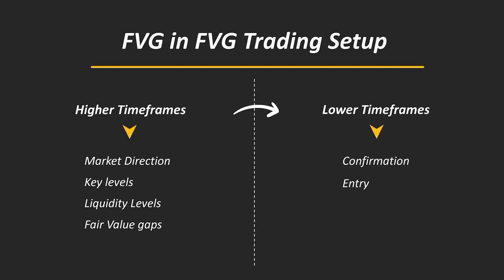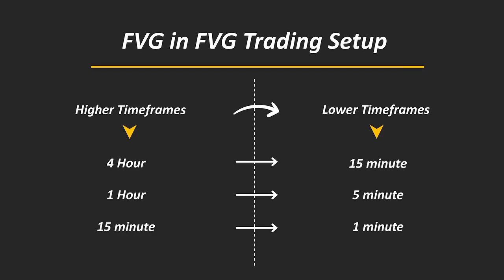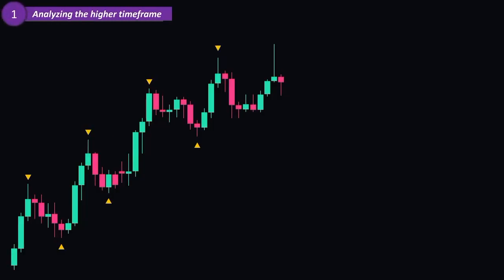Remember, this trading plan is not limited to any specific chart or time frame. However, your entry time frame must be 2 time frames lower than your higher time frame. Here are 3 time frame combinations you can use based on your trading style. For example, if your higher time frame is the 4-hour chart, you should zoom into the 15-minute chart to execute the trade. As I mentioned, we have simplified this trading plan into 2 major parts. So let's begin with the first one, analyzing market structure on the higher time frame.